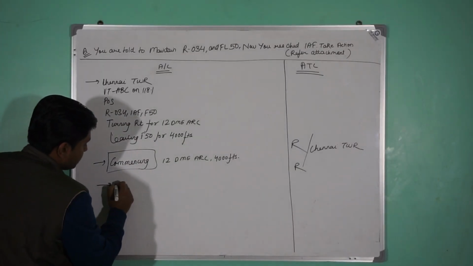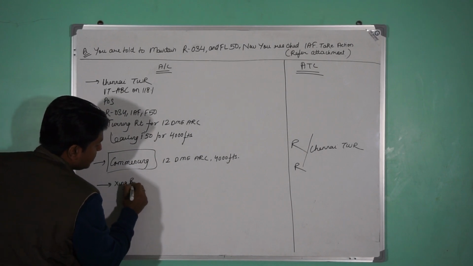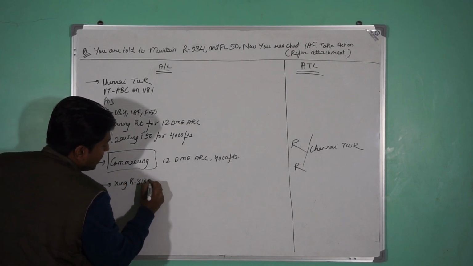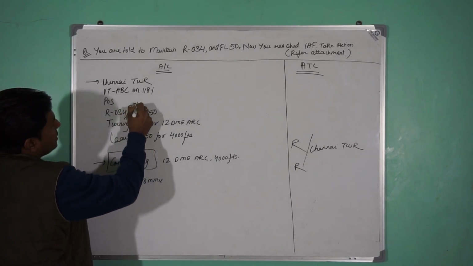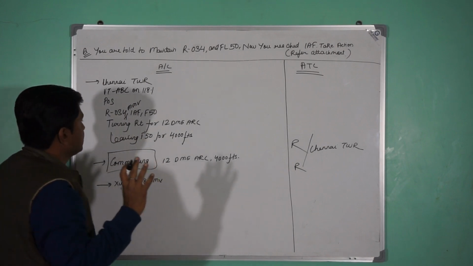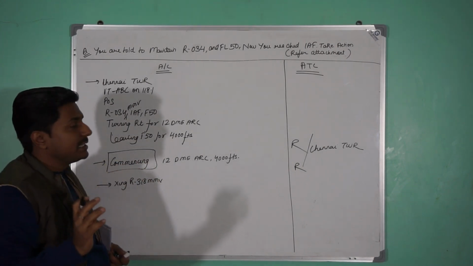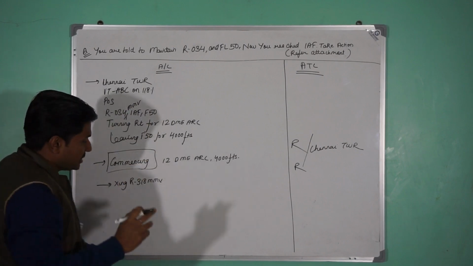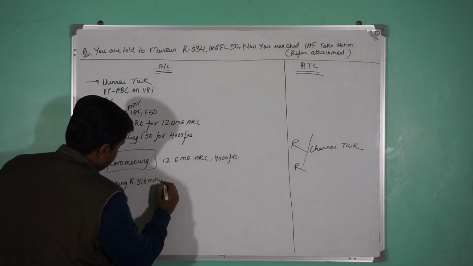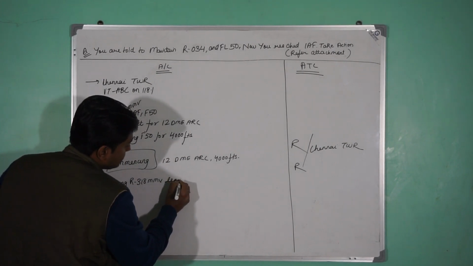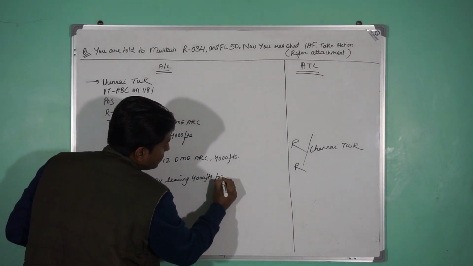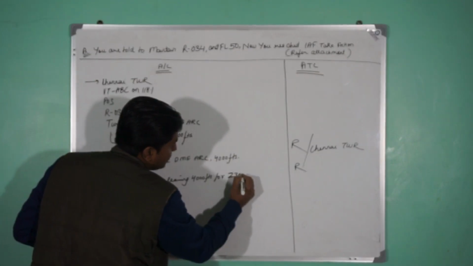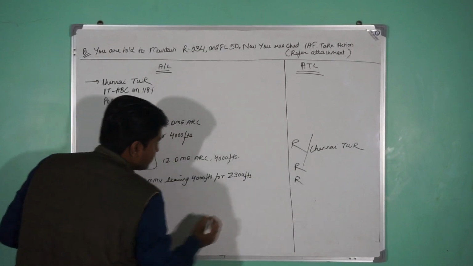So again I will say crossing, because I am not maintaining that radial, so I will say crossing radial 318, Mike Victor. I have to mention this also here, Mike Victor, because the radial is not completed until we have mentioned the VOR. So it is very important. Radial 318, Mike Victor, leaving 4000 feet for 2300 feet. Again Roger.